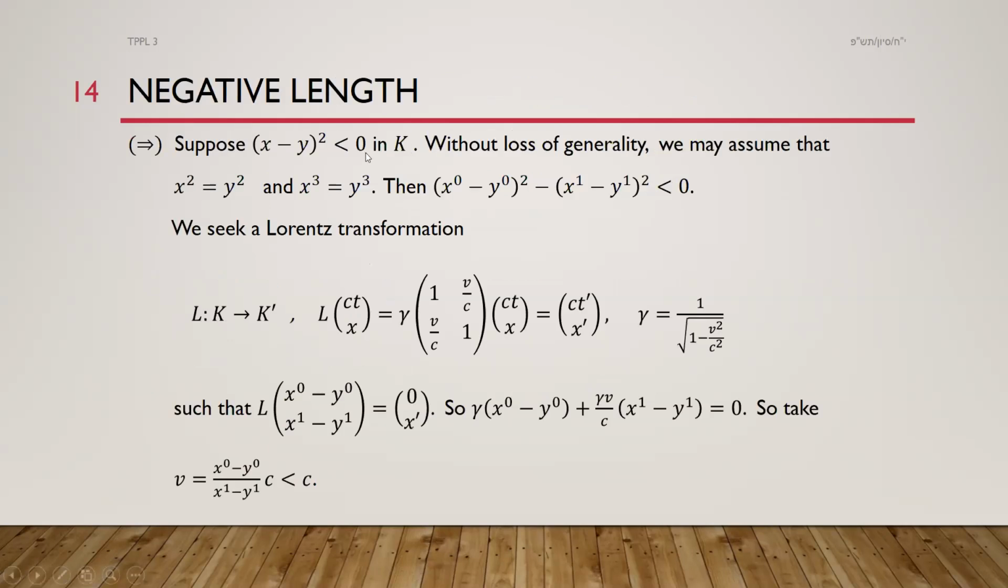If the interval is less than 0, by making a rotation if necessary, we can assume that x2 equals y2 and x3 equals y3, which means that the difference in time component squared minus the difference in spatial component squared is negative. So now you want to find a Lorentz transformation to a frame K prime in which the events will be simultaneous, which means you want CT prime to be 0.